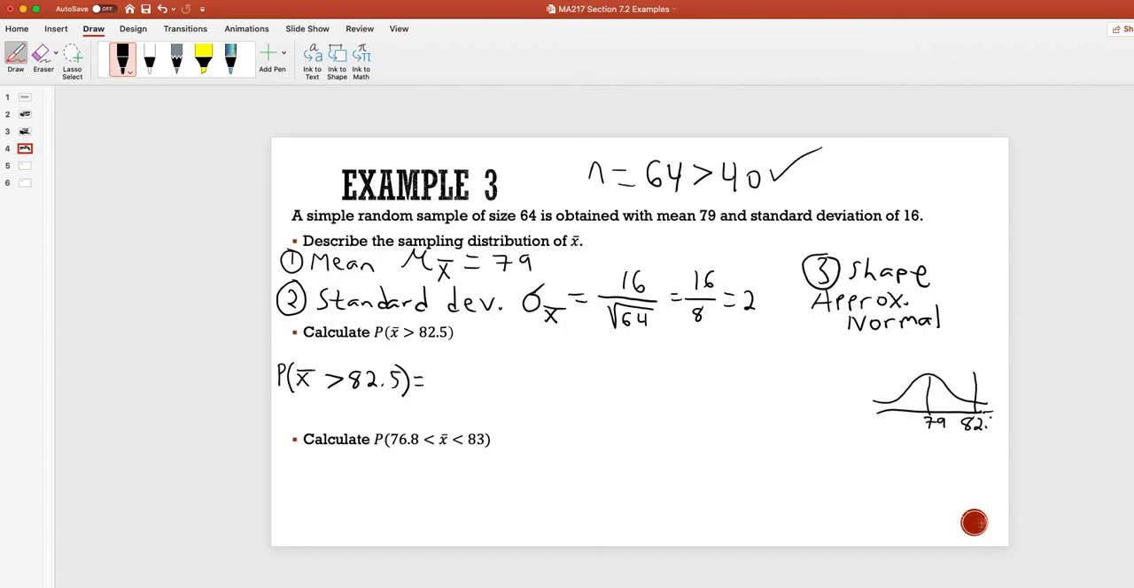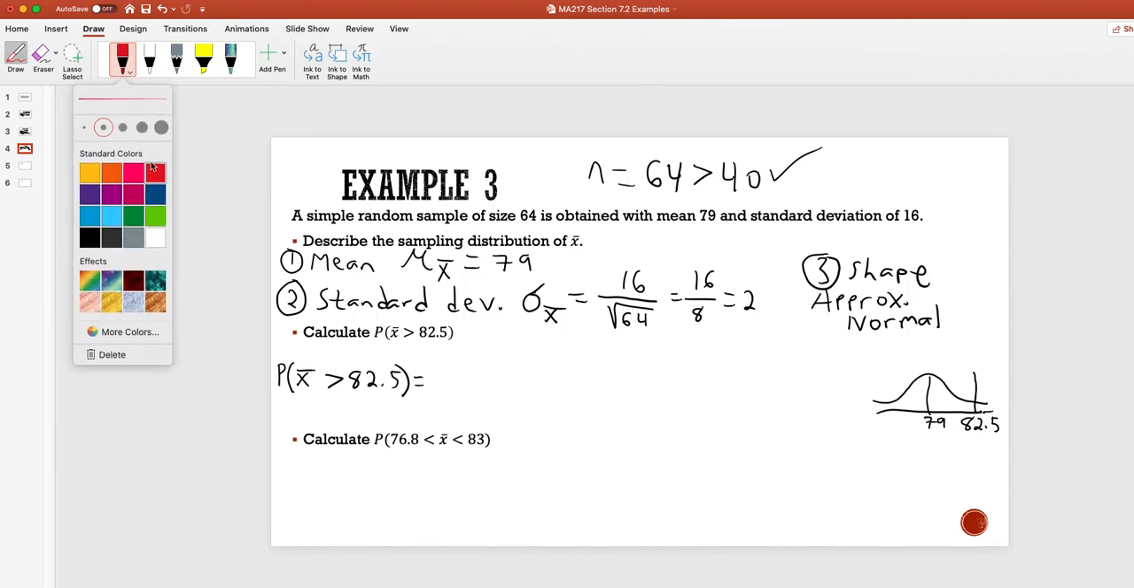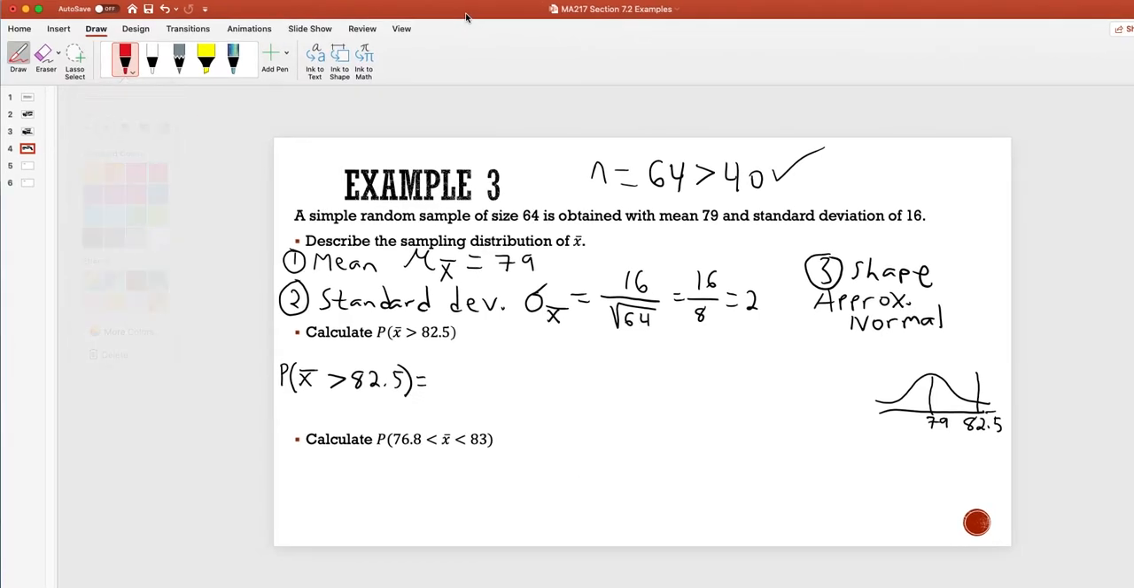And don't worry, wherever you put the number in relation to the mean, the amount of distance you put between them technically does not matter, as long as you know that 82.5 is supposed to be to the right of that, and the standard deviation is 2. This needs to be greater than 1 standard deviation away. But the exact location of it is not going to matter too much. But we want the area to the right of this. So this area here in red.